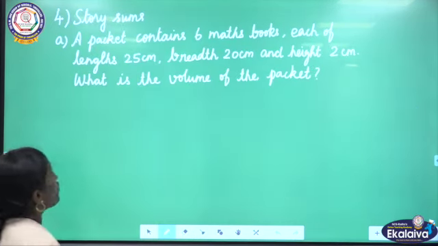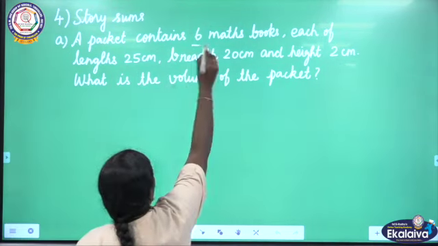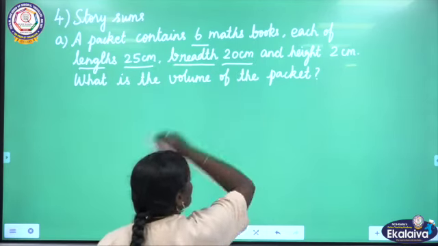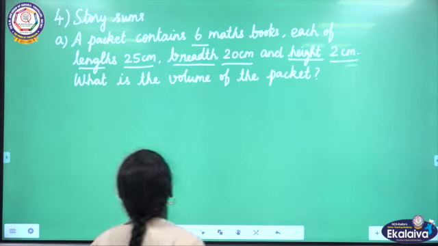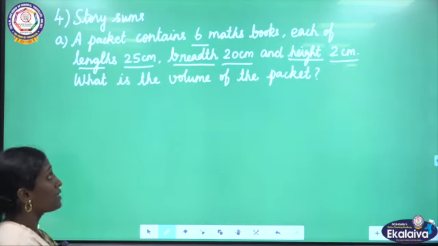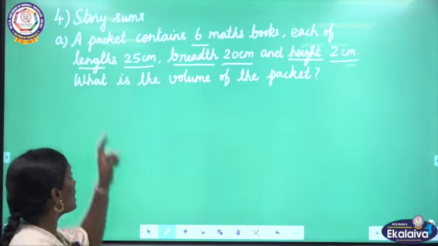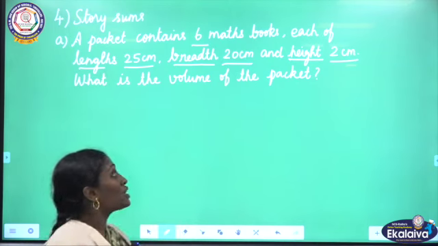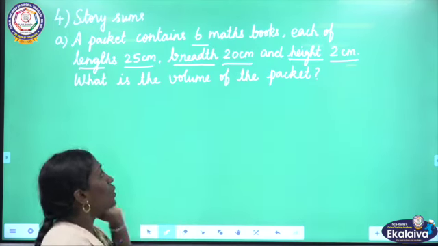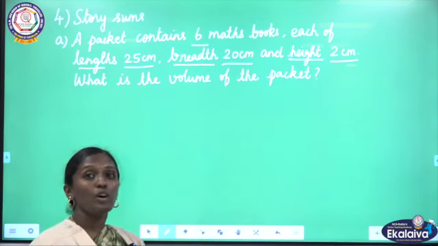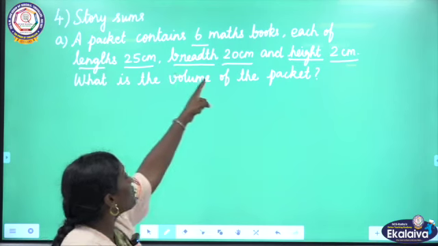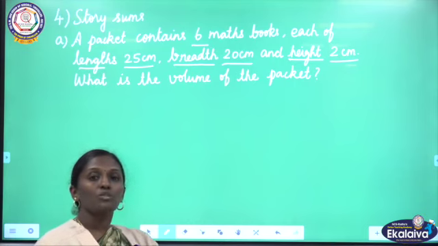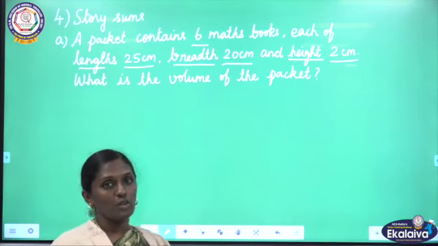Then the next one, word problem. A packet contains 6 max books, each of length 25 centimeter, breadth 20 centimeter and height 2 centimeter. What is the volume of the packet? Okay, in this packet, how many books are there? 6 max books are there. Here the measurements of one max book is given. So, the volume of the packet is equal to volume of 6 books, isn't it? So, first we are going to find the volume of one book. After that, we are going to find the volume of 6 books. So, the volume of 6 books is equal to volume of the packet.